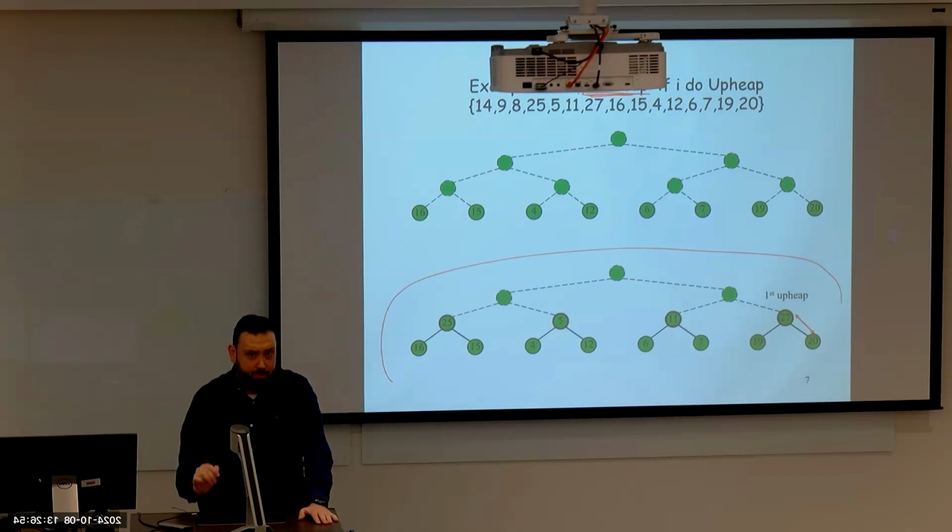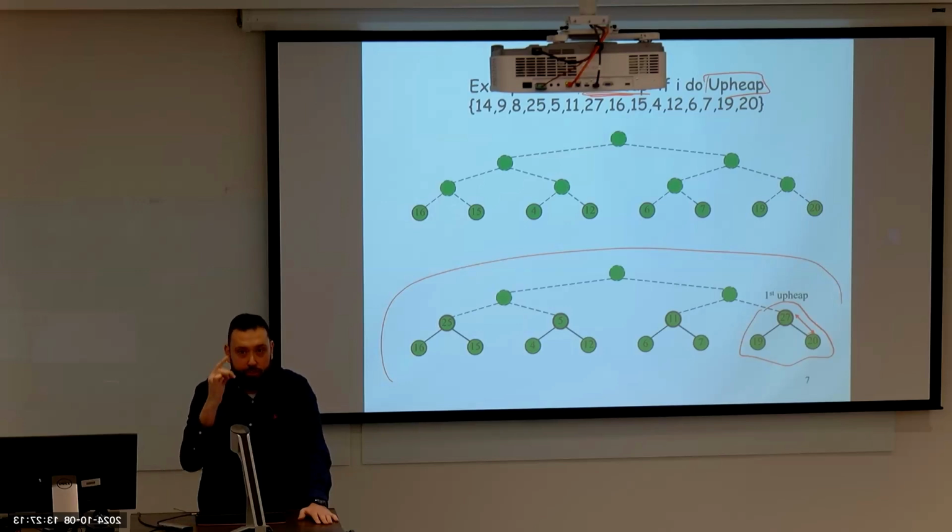I want to try the upheap. I'm treating each of these three nodes as a mini heap. Is this a min heap? No. So I'm going to choose the method to fix this min heap. What's going to happen? I'll start with 20.